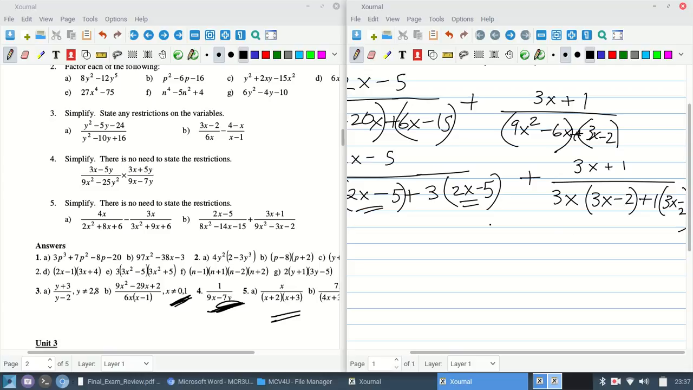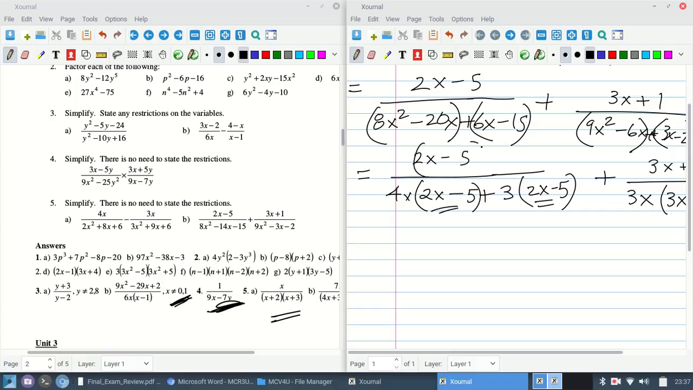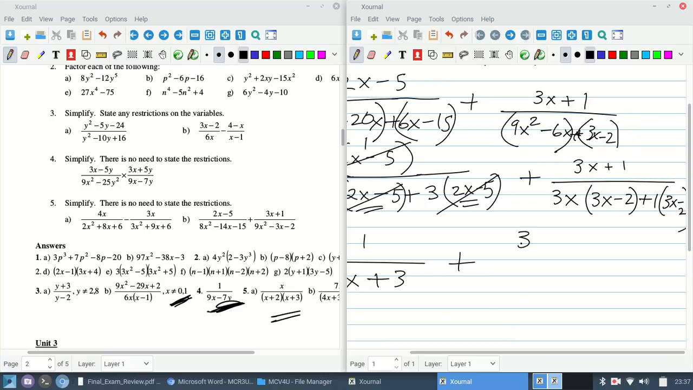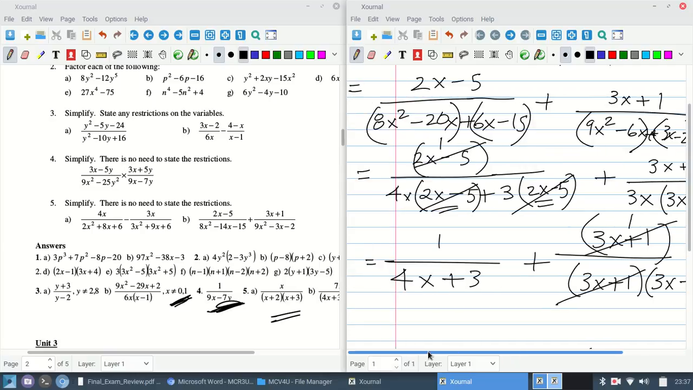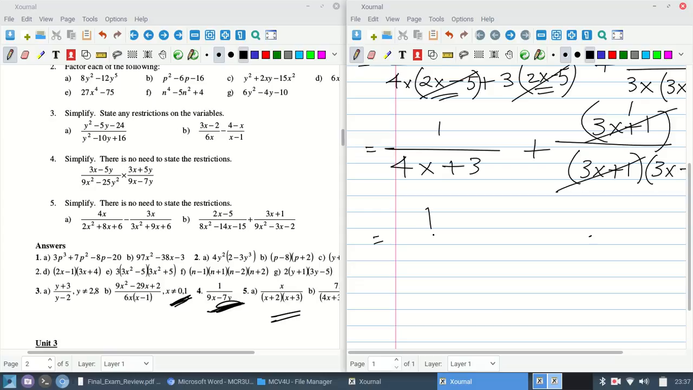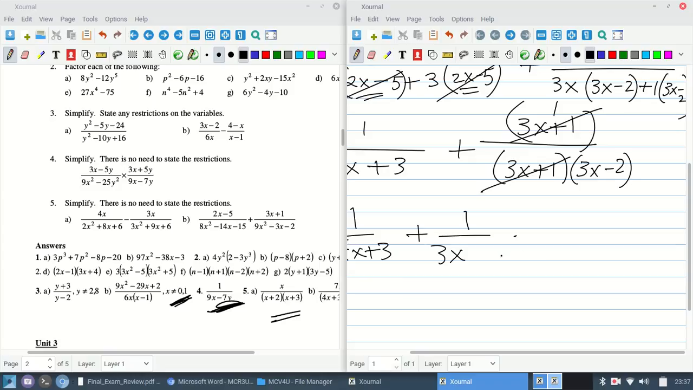Okay. Now, over here, I can kill off that guy. I can do that as long as I put a 1. And so I end up getting 1 over 4x plus 3. And over here, I get 3x plus 1 all over 3x plus 1 times 3x minus 2. Check that out. Because here I end up killing that off, and I end up simplifying it tremendously, right? So I end up getting, as a result, 1 over 4x plus 3 plus 1 over 3x minus 2.